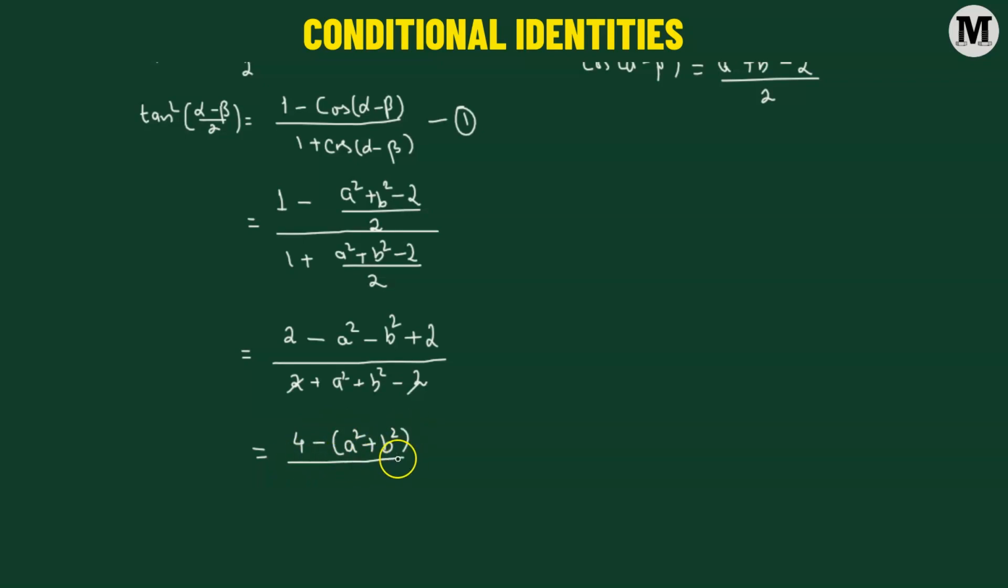Let's take negative as the common factor, so that gets multiplied with (a squared plus b squared), divided by a squared plus b squared, and this is the value of tangent squared of (alpha minus beta) over 2. So we'll take the square root on both sides, such that tangent of (alpha minus beta) over 2 equals plus or minus the square root of (4 minus (a squared plus b squared)) divided by (a squared plus b squared). So we've successfully proved the problem.